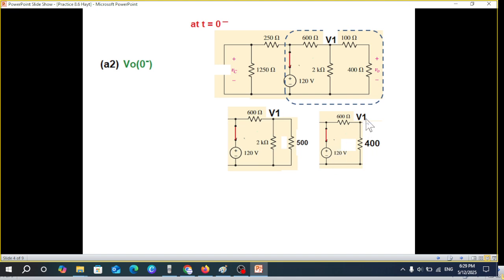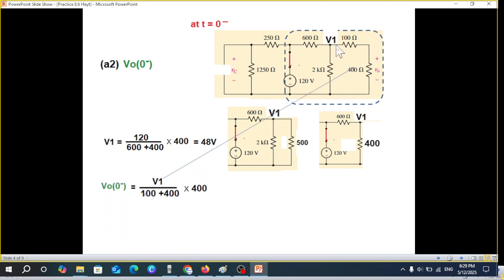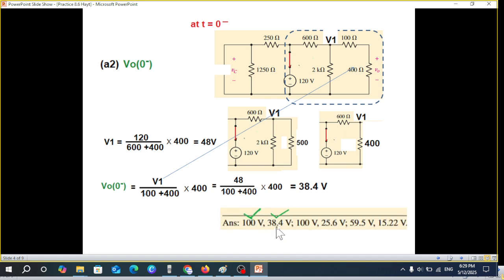And now from this circuit, we can easily find V1 by the voltage division rule. So 120 divided by 600, multiplied by 400. So 48 volt is V1, but we need to find VO. So again, we voltage divide this one. V1 divided by 100 plus 400, multiplied by 400, is 48, and solving we get 38.4 volt, and this is the answer. This one is ticked.